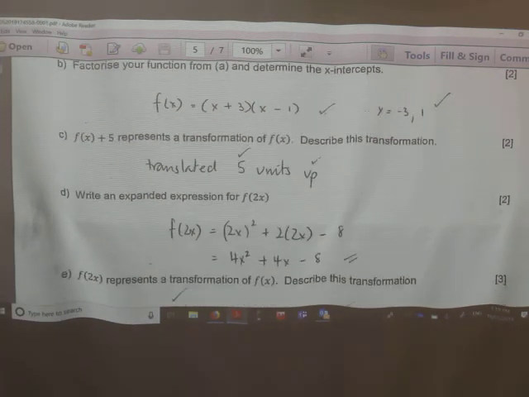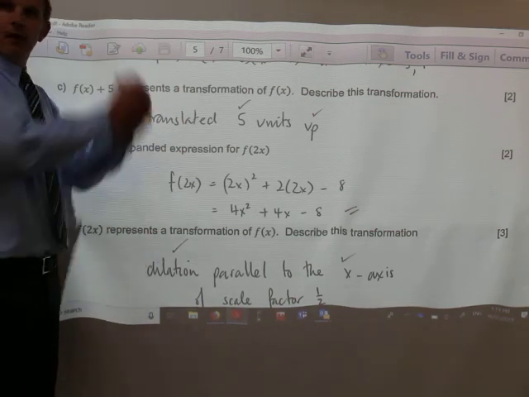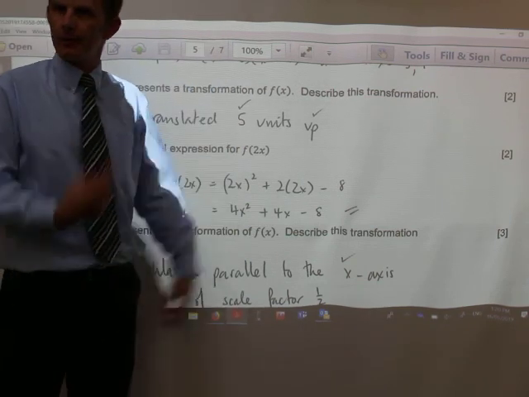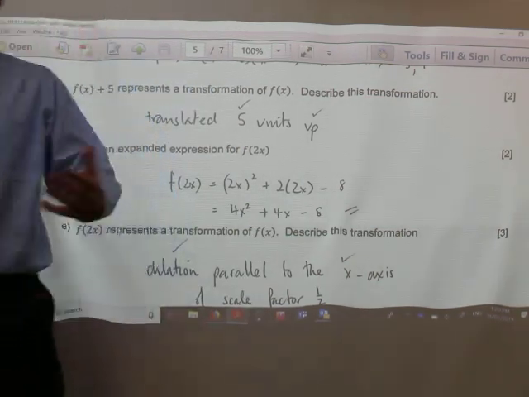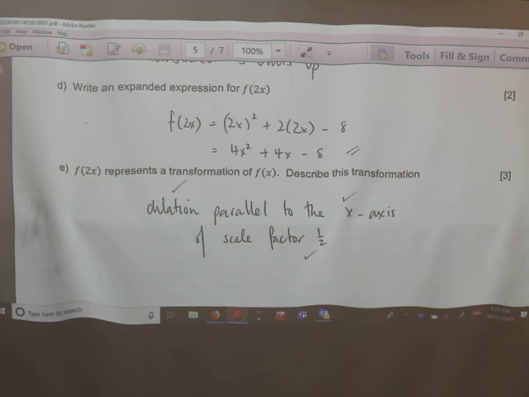We say that, well, what does this f of x plus 5 represent? We're translating it 5 units up. All right. Key things being 5 and the direction. But the whole thing, really, translated 5 units up, is good. Write an expanded expression for f of 2x.